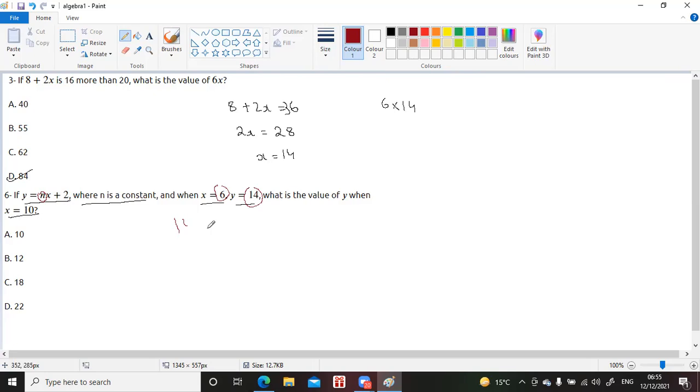We have 14 equals 6n plus 2. This implies 14 minus 2 equals 6n. This is 12 by 6. So n is 2, right? This is the value of n. Now when x is 10, y would be 2 into 10 plus 2, that is 22. Is it clear? Yes, ma'am. Perfect.